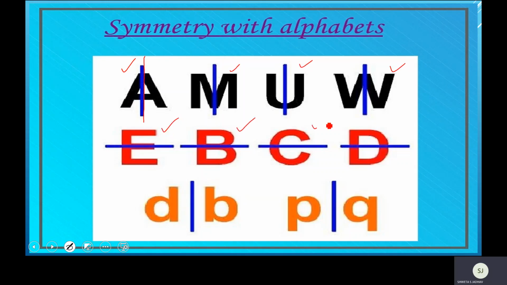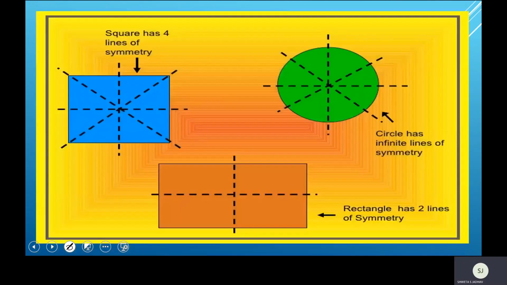Here we have horizontal line of symmetry where we need to draw a line horizontally to divide it into two parts, which will match exactly. And D and B are mirror images, which we can see in the mirror. If you hold this letter D near a mirror, you can see it as B. And the same way P into Q. This is about symmetry in alphabets, and in figures what we have discussed already.